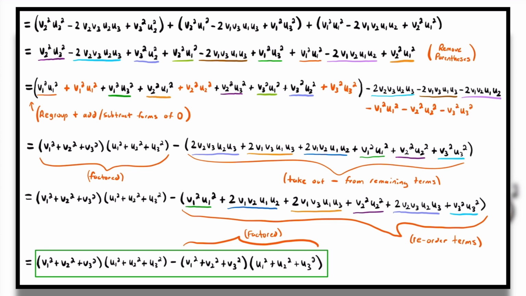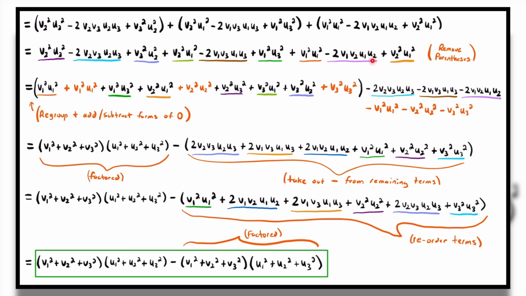But really quickly, in this first line here, these three quantities are the result of squaring each of the components of that cross product vector. So this is the result of squaring the x component, this is the result of squaring the y component, and this is the result of squaring the z component. Then in the next step here, I just removed the parentheses. So I removed each of those parentheses, and now we have all of those terms listed here.